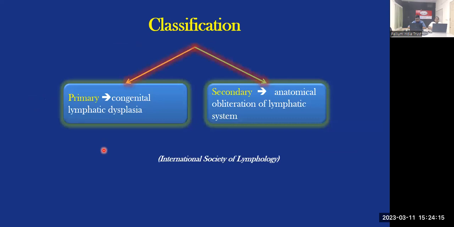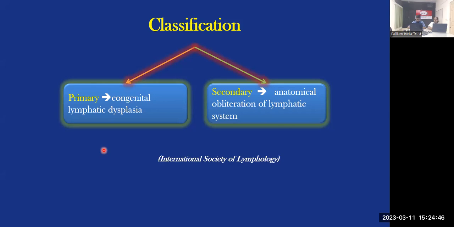So next, classification. According to the International Society of Lymphology, it has two classifications, primary and secondary. The primary classification is congenital lymphatic dysplasia, because from birth itself there is malformation of the lymphatic system. It is called primary lymphedema, that is, congenital lymphatic dysplasia.